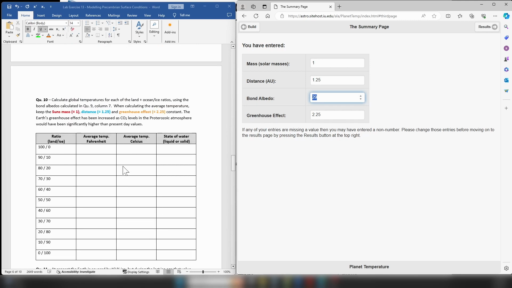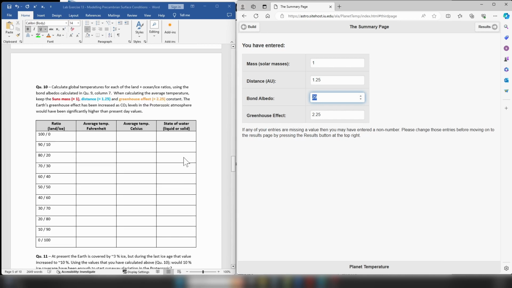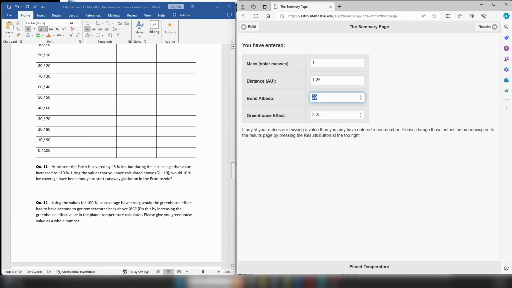Okay, so you are going to keep the Sun's mass at 1. You're going to keep the distance at 1.25, and you are going to keep your Bond albedo at whatever value you calculated here. And so the variable in this case will be the greenhouse effect. And so for those 3 values, you're going to start off with the greenhouse effect at 1. You're going to see what the surface temperature will be. Then you're going to take the greenhouse effect at 2. What would the surface temperature be?